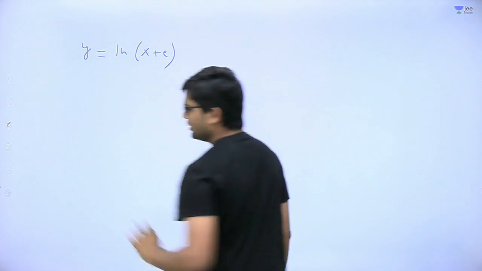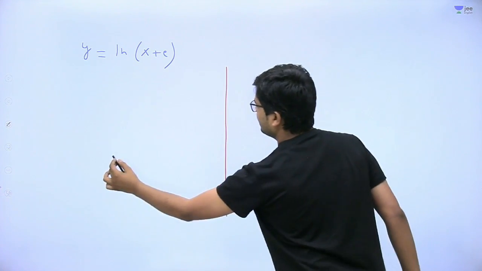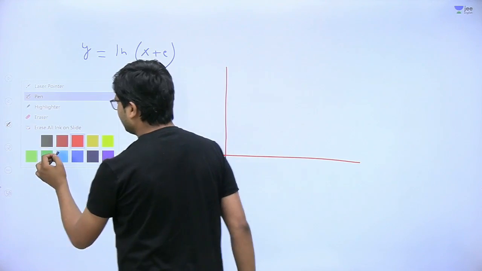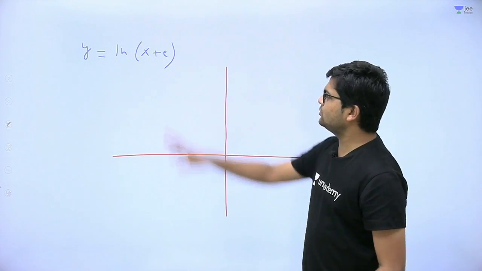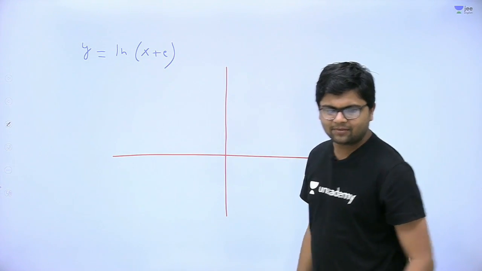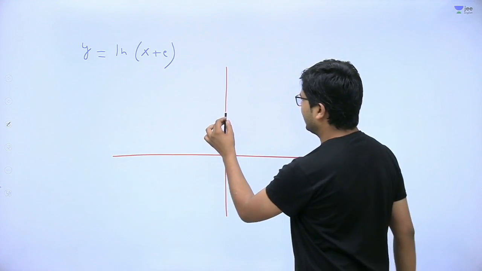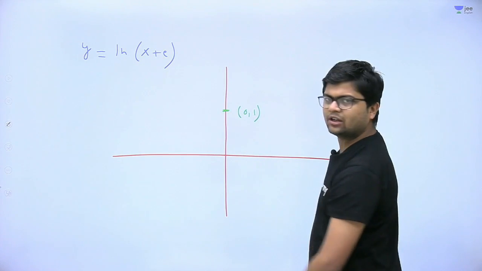Getting my point? So first of all, let me plot the y-axis and x-axis. Now just put the value x equal to 0. If you put x equal to 0, it becomes ln e, and ln e is 1. So it will be passing through 0 comma 1. That is okay.